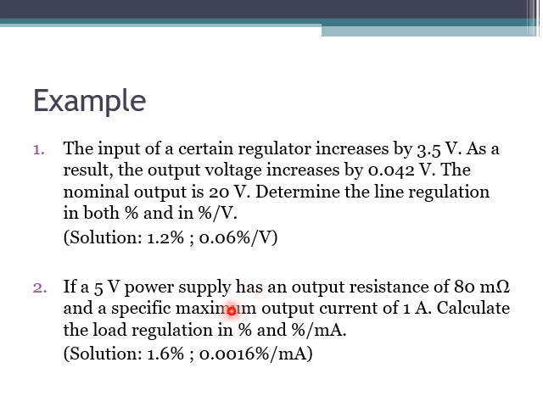Similarly, one more in the load regulation. If a 5 volt power supply has an output resistance of 80 milliohm and a specified maximum output current of 1 amp, calculate the load regulation in percentage and percentage per milliamp. Use V no load minus V full load over V full load into 100 percentage.